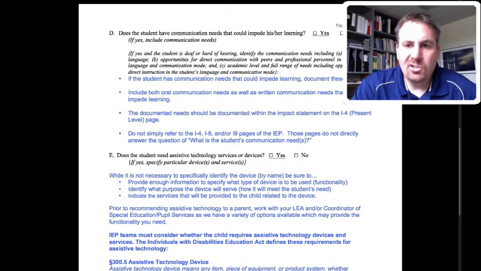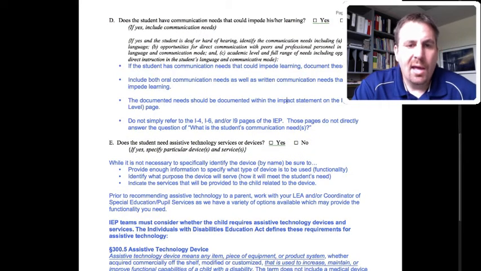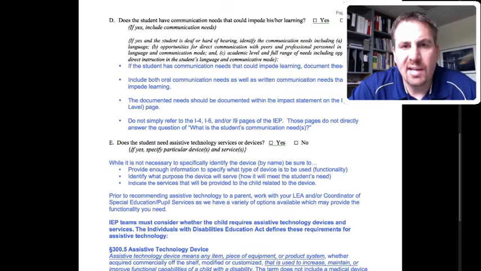We should have documentation within the impact statement on the I-4 with regard to how it impedes their learning. And it's important as well to not simply write or refer to the I-4, I-6, and I-9 pages. Sometimes we see that in this section, just refer to I-4, I-6, and I-9.